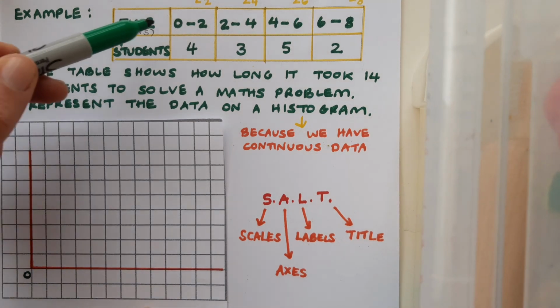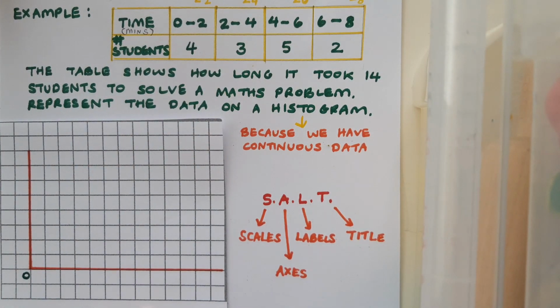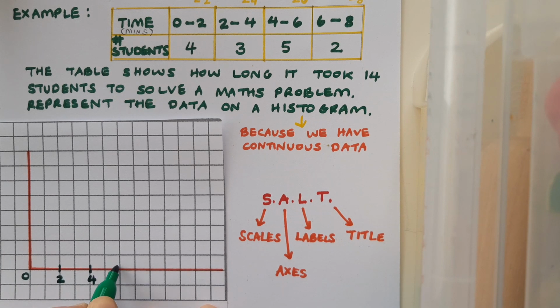And then since my intervals are going up in 2s, I'll go up in 2s as well. Notice that every time I put a number in, I put a dash to indicate the location of that number. You need to have the dash and you need to have the number. They're my scales on the horizontal axis.